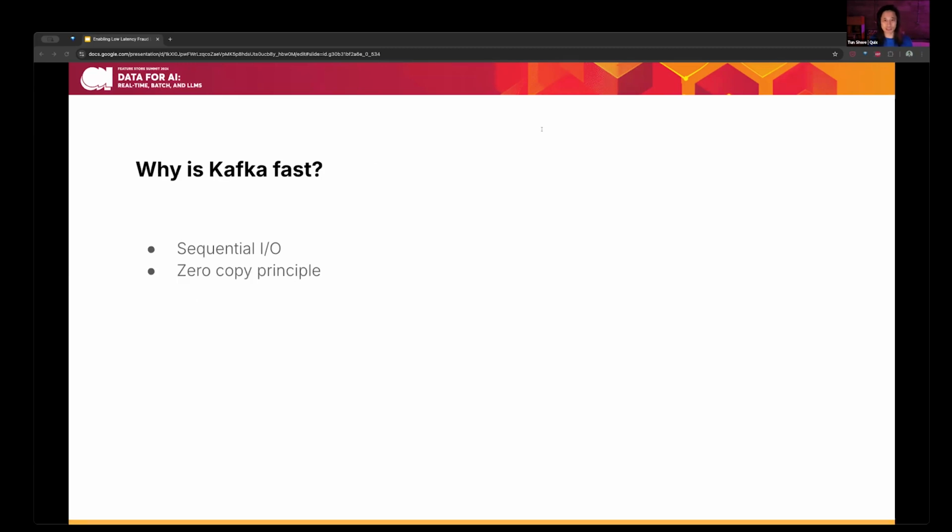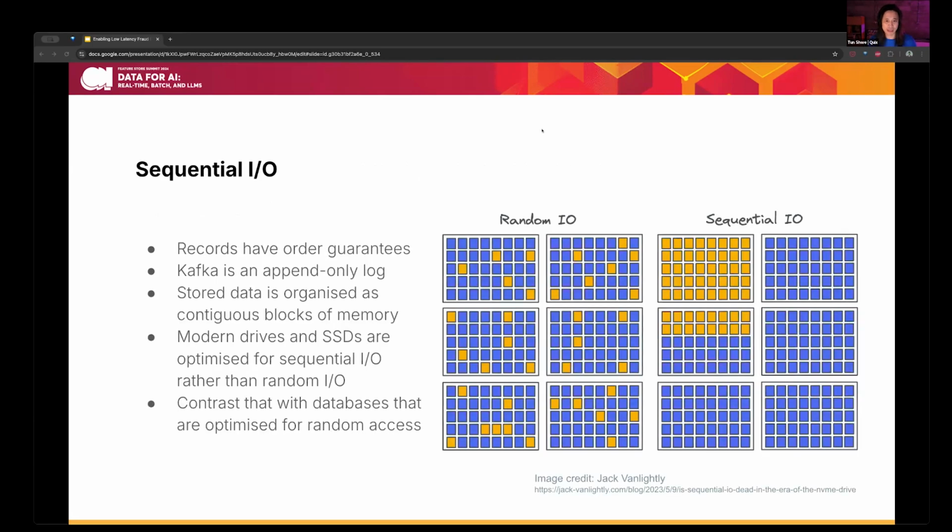So Kafka is a distributed system and it uses partitions. So we know that it can scale horizontally and it can scale out to deal with higher throughput and higher volumes. But what are the other characteristics of its system design that make it fast? And it's really down to two approaches. You've got sequential I/O and you've got the zero copy principle.